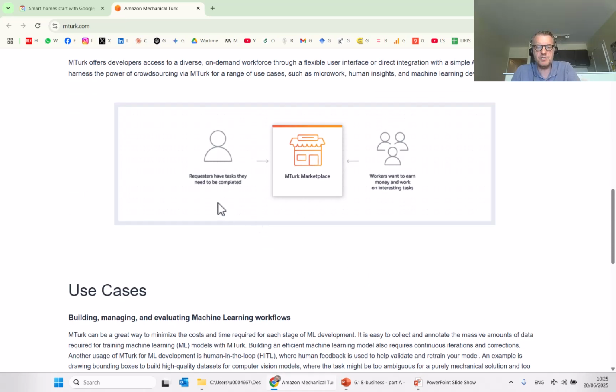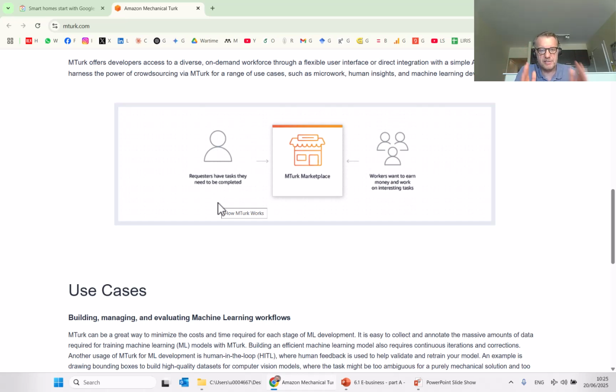So here is how it works. A requester has a task that needs to be completed. Let's say I have a set of images and I want someone to find out what is on the images, like whether there's a cat, a dog, or an elephant on the image. But I have 1,000 of these images that should be labeled as there's a cat on there, a dog on there, an elephant on there, an alligator on there.